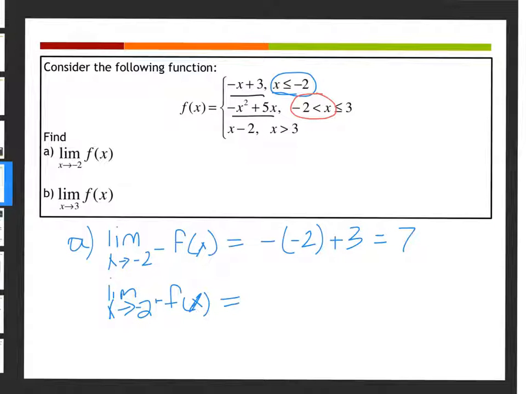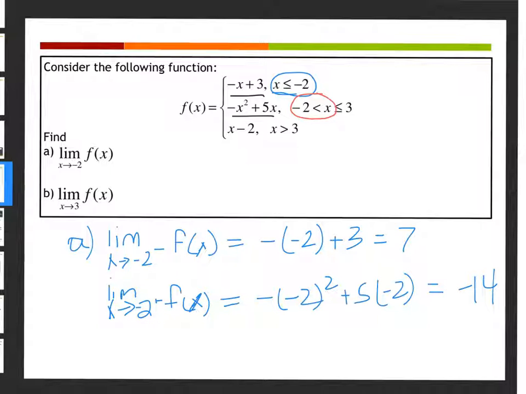So I should always try to identify it in the domain. If it's left, I'm looking for the part where x is less than negative 2, and if it's right, I'm looking at x is greater than negative 2. Greater than negative 2 is that piece, negative x squared plus 5x, so I plug negative 2 into that. So I have negative 2 squared plus 5 times negative 2. This definitely isn't going to be 7, I can just tell. So it's negative 4 minus 10, which is negative 14. So they are not equal.